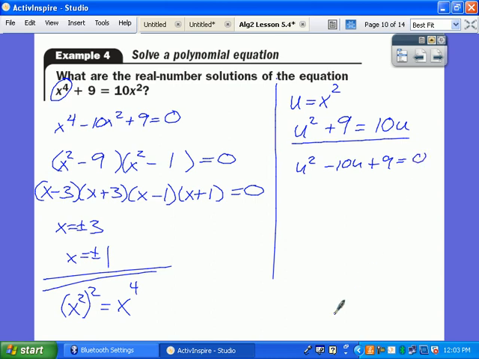That's a quadratic equation. We know how to solve quadratic equations. We have the quadratic formula. If you finish this, what you'll get is u equals 9 or u equals 1. Right, but remember, we made a substitution. So what we're really saying is that x squared equals 9 and x squared equals 1. And that should allow you to find your 4 answers. Right? We take the square root of 9, plus minus 3, square root of 1, plus minus 1.